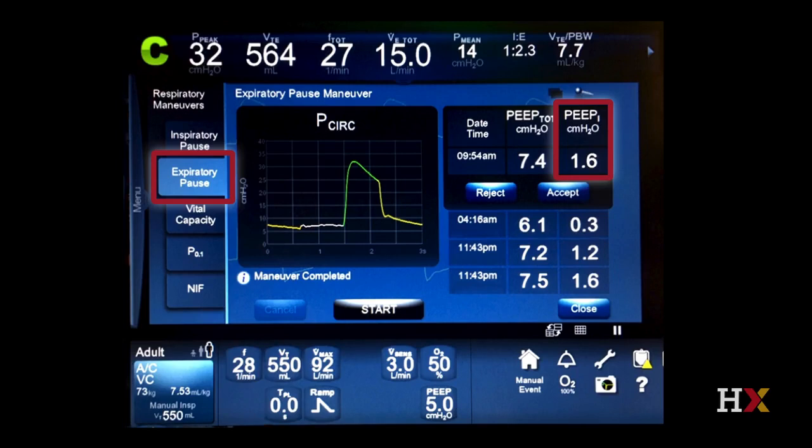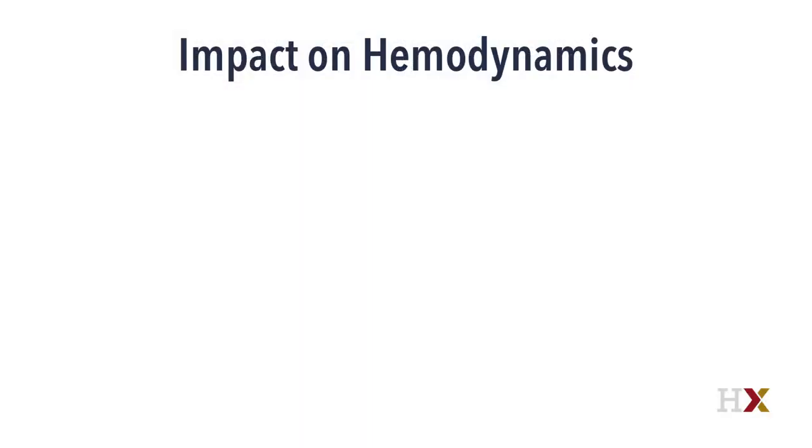In this example, the patient has an intrinsic PEEP measured at 1.6, or auto PEEP of 1.6. This means that the pressure that's left behind in the system after the patient is exhaling is 1.6 centimeters of water. So this is a small number. We don't usually worry until that pressure starts to get over 5, and certainly we worry when it gets over 10.